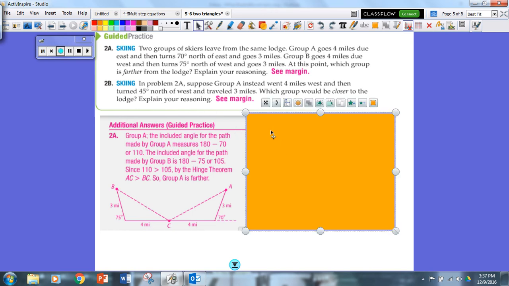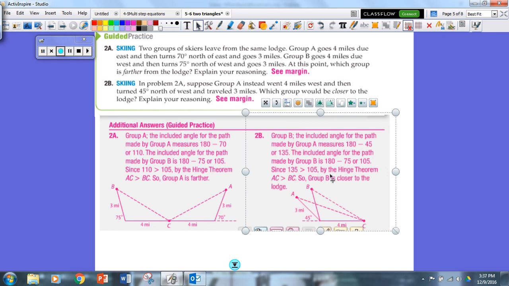And in part B of this problem, I again draw the diagram as best I can, and the answer is group B because the included angle for the path made by group A measures 135, while the included angle for the path made by group B measures 105, and 135 is significantly larger. Therefore, AC is larger than BC, so the answer to the question is B.